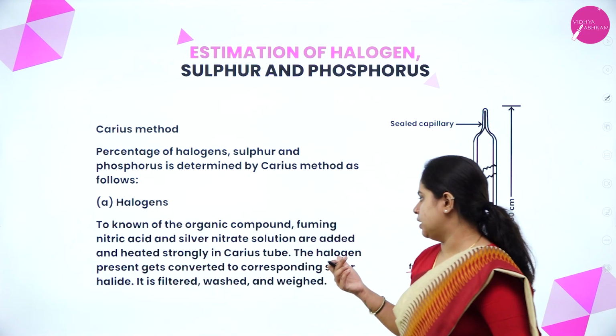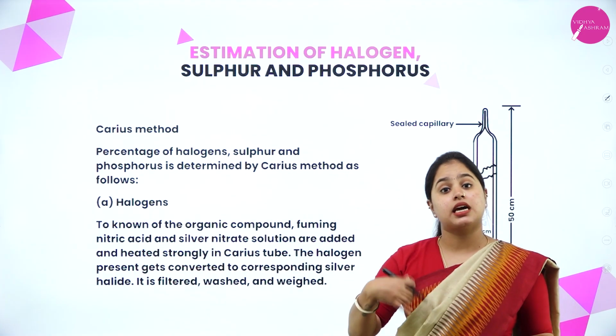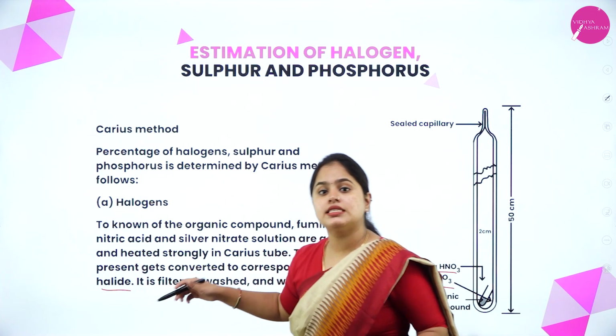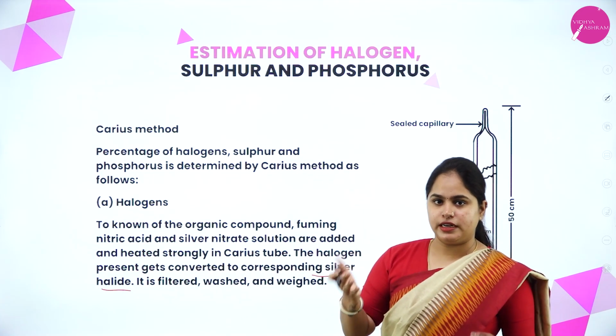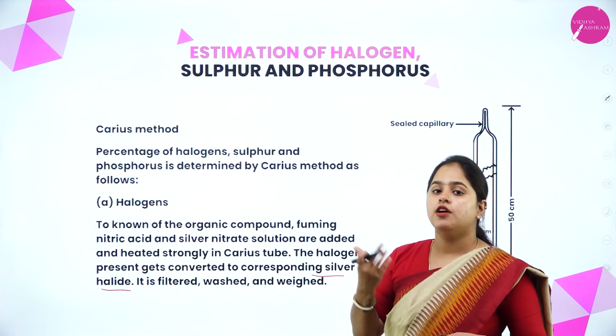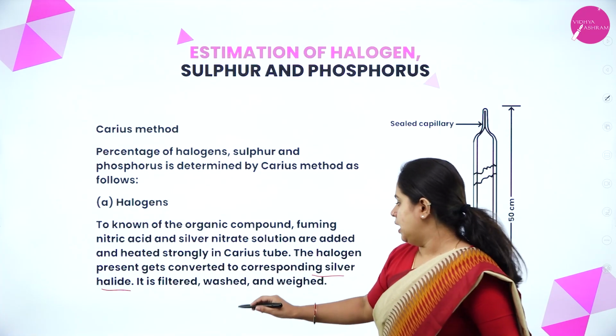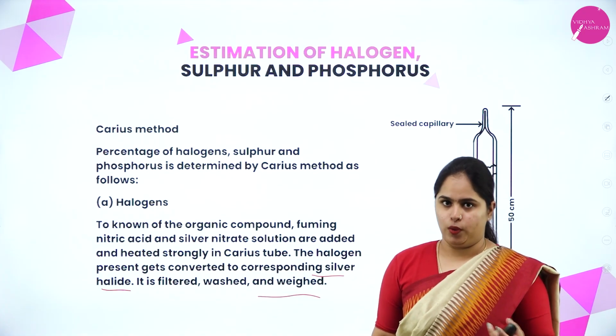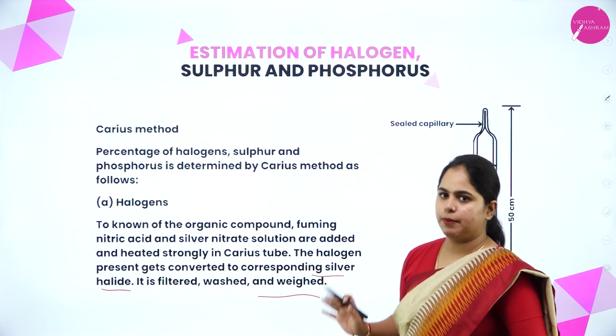So what is happening here? The halogen present gets converted into the corresponding silver halide and it is then filtered. The silver halide that you are obtaining is then washed and cooled, and then finally it is dried and weighed. So this is the step that is happening.